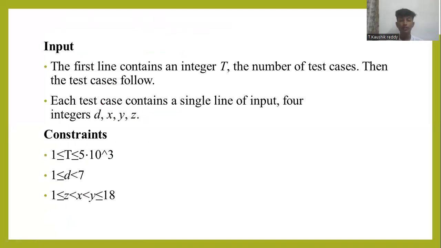So the input for the problem statement, as we read on the second slide: the first line contains an integer t, the number of test cases, then the test cases follow. Each test case contains a single line of input, 4 integers d, x, y, z, and the constraints are 1 ≤ t ≤ 5 × 10^3, and 1 < d < 7, and next, 1 ≤ z < x < y ≤ 18.